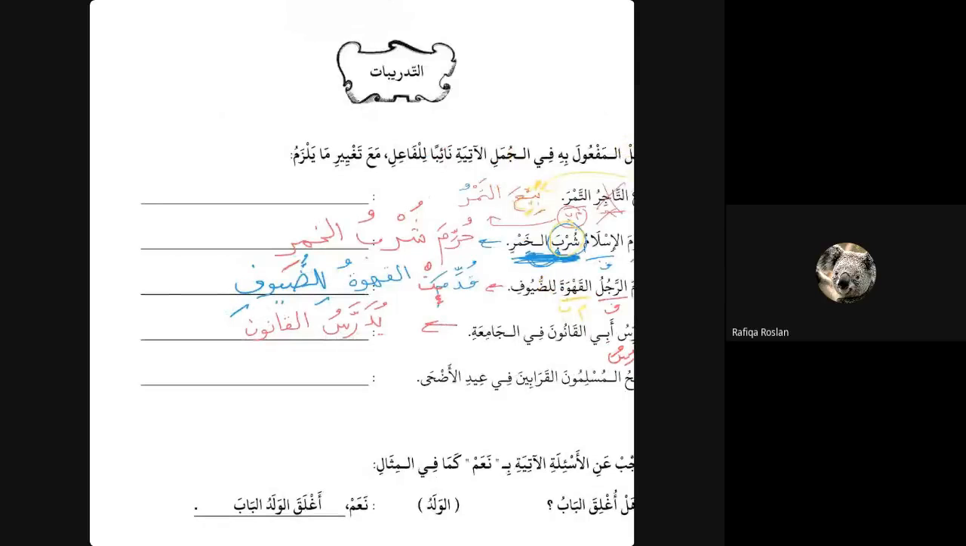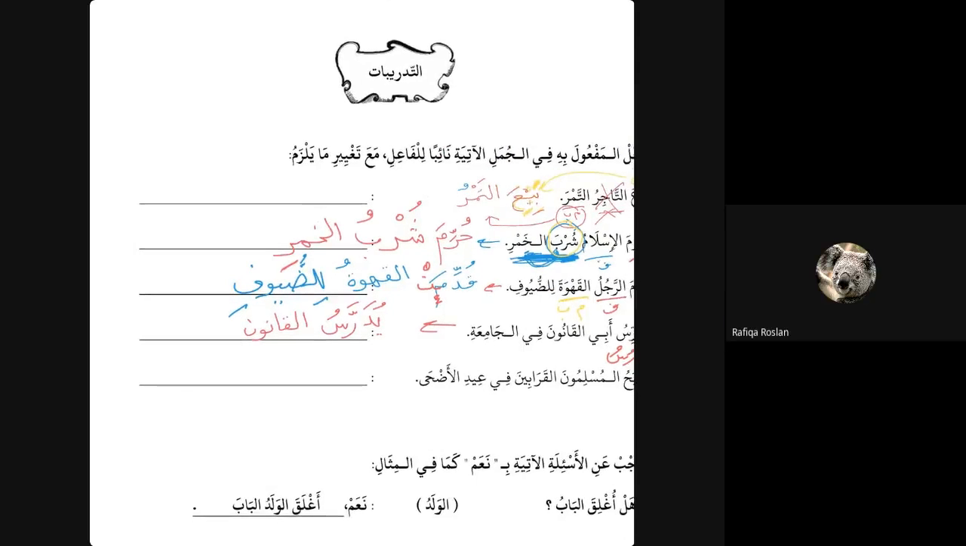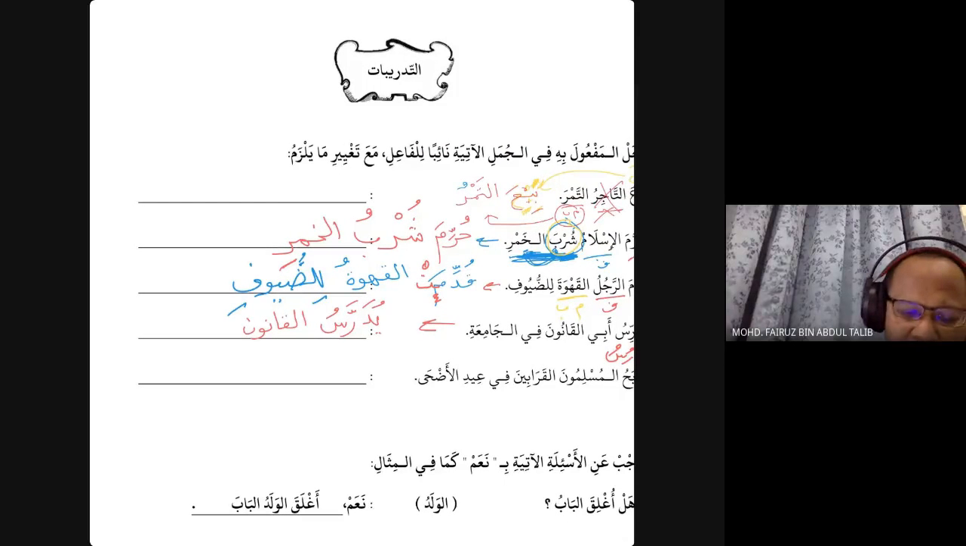To replace the fa'il, we put the word qanun. Yudarris al-qanun. Now, how do you read the word qanun? Is it qanuna or qanuni or qanunu? Qanunu. Yes, correct. You have to read this qanunu because it is now the na'ib of the fa'il. And how do you know it is na'ib al-fa'il? Because if you put the fi'il, then it becomes the maf'ul bih. So that is na'ib al-fa'il. Yudarrasul qanun, and the rest we just copy the same words. Fil jami'ah.